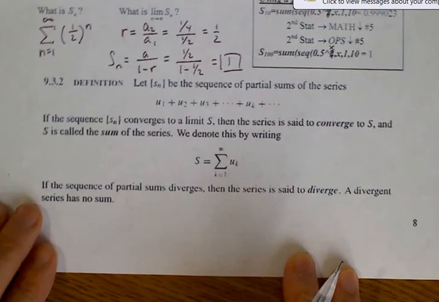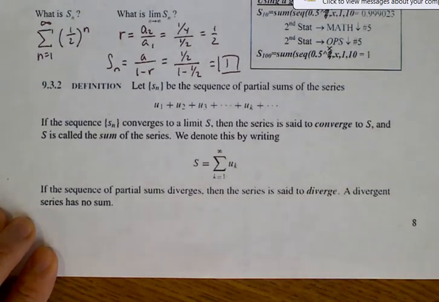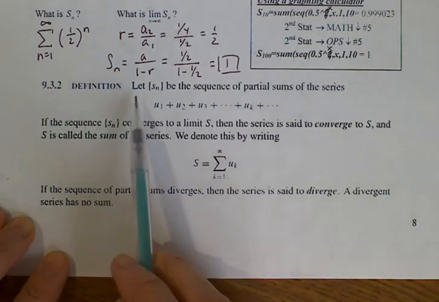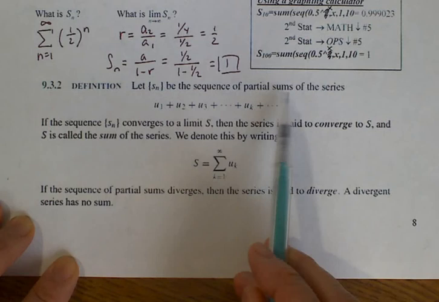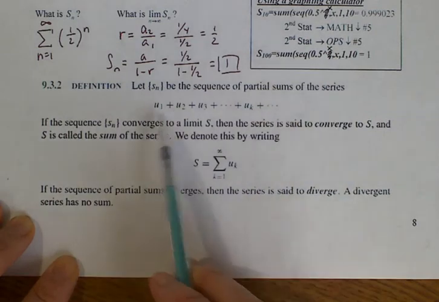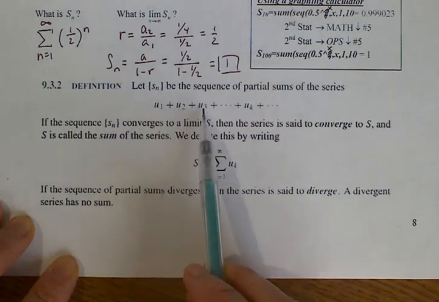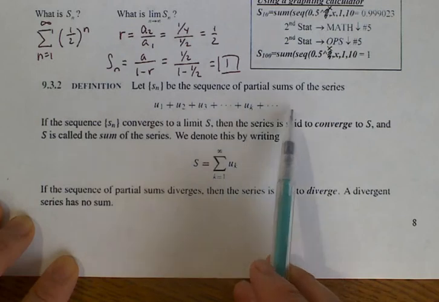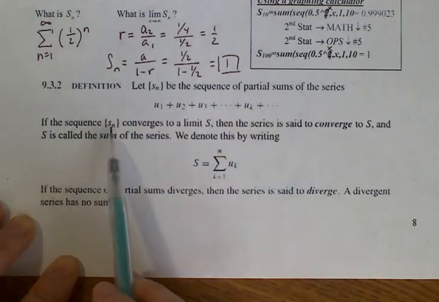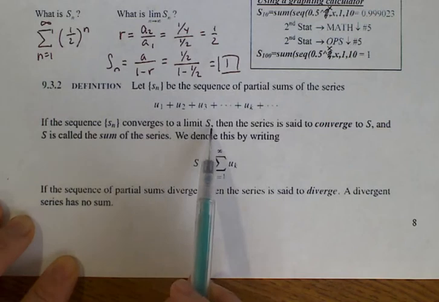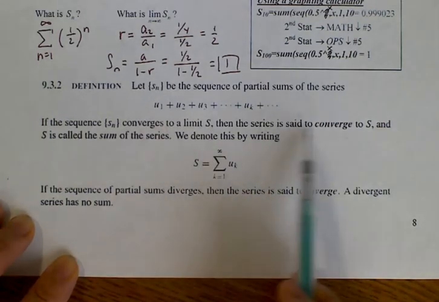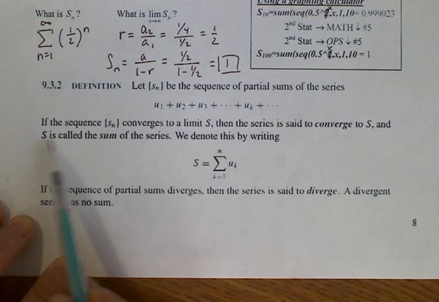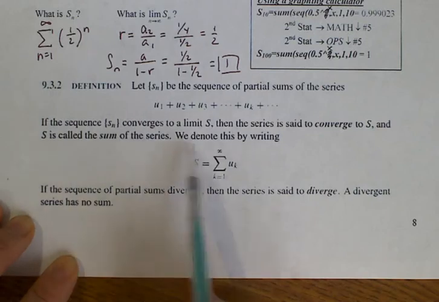Okay, so let's look at some more definitions. Let S sub n be the sequence of partial sums of the series. So you have first term, second term, third term, all the way to the kth term, and then you're going to keep going. If the sequence S sub n converges to a limit S, then the series is said to converge to S, and S is called the sum of the series. So we're going to denote it by this.